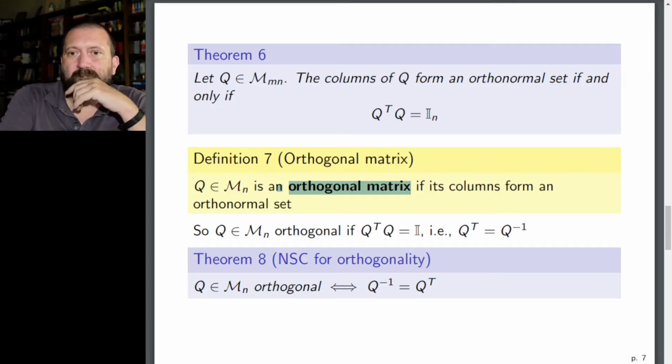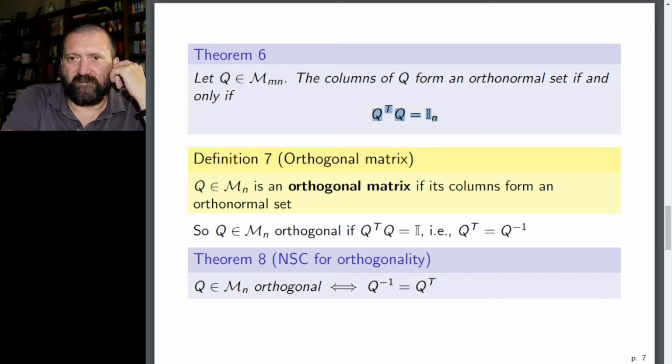Okay. So from the definition of a theorem you had just above, you see that if I have a square matrix, it's going to be orthogonal if and only if this is true. This was this property here: Q transpose times Q equals identity.